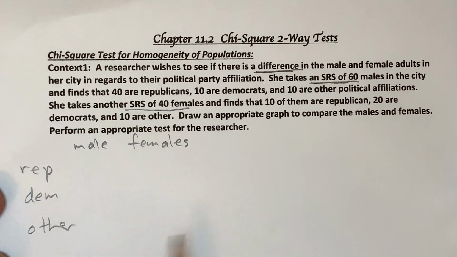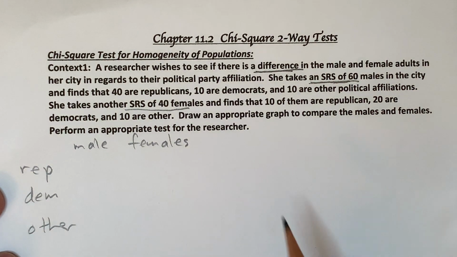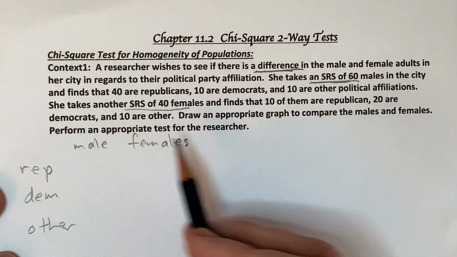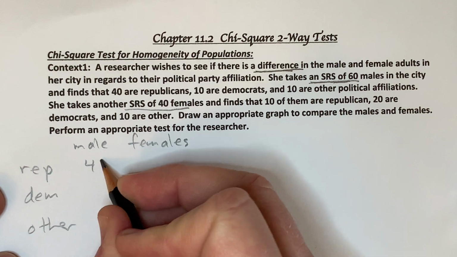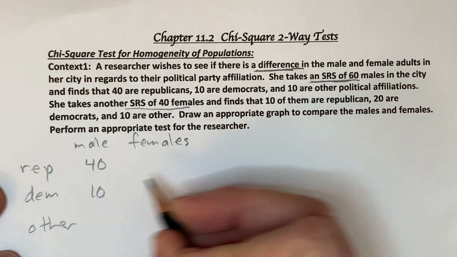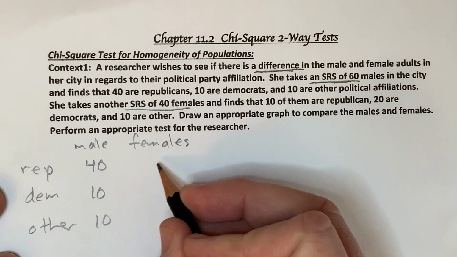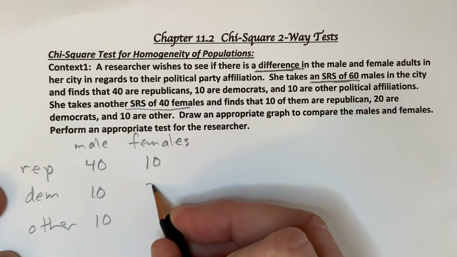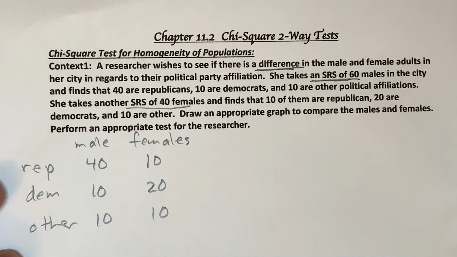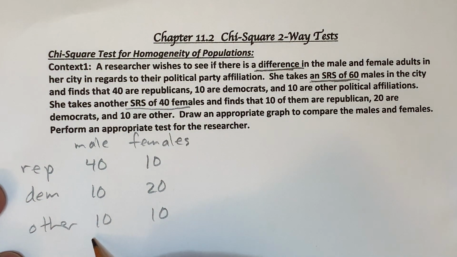And so this would be our two-way table that we're drawing. You certainly could be asked to do that. So in regards to the males, we've got 40 Republicans, we've got 10 Democrats, and we've got 10 other. And then in regards to the females, we've got 10 that are Republican, 20 that are Democrat, and 10 that are other. So let's come up with our marginal distribution.